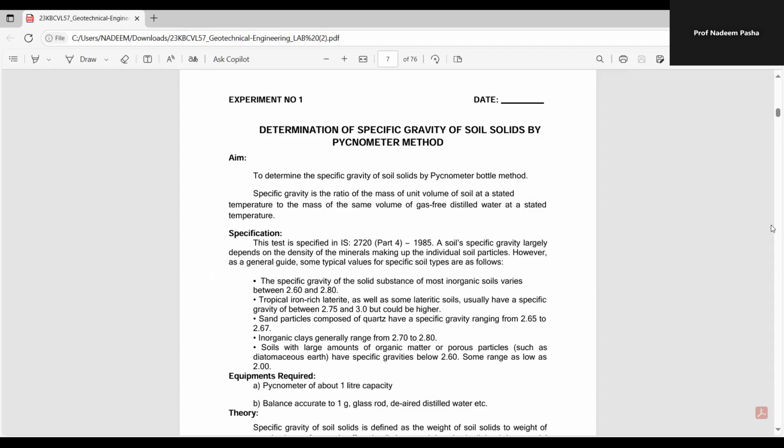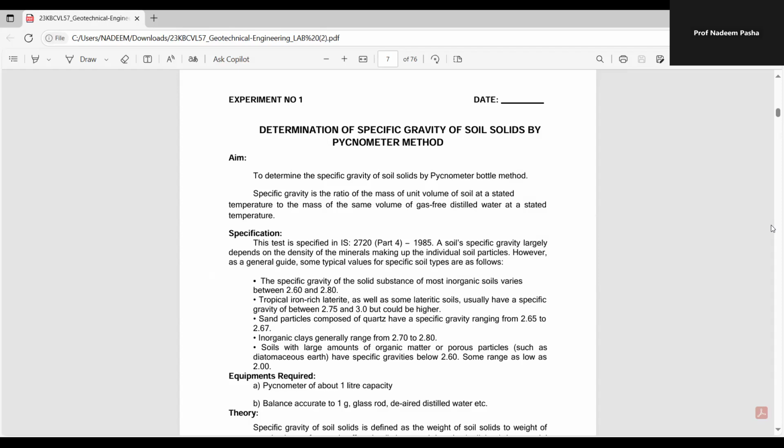Tropical iron-rich laterite as well as some laterite soils usually have a specific gravity of between 2.7 and 3, but could be higher. The sand particles composed of quartz have a specific gravity ranging from 2.65 to 2.67, whereas inorganic clays generally range from 2.7 to 2.8. Soils with large amount of organic matter or porous particles such as diatomaceous earth have specific gravity below 2.6. Some range as low as 2.